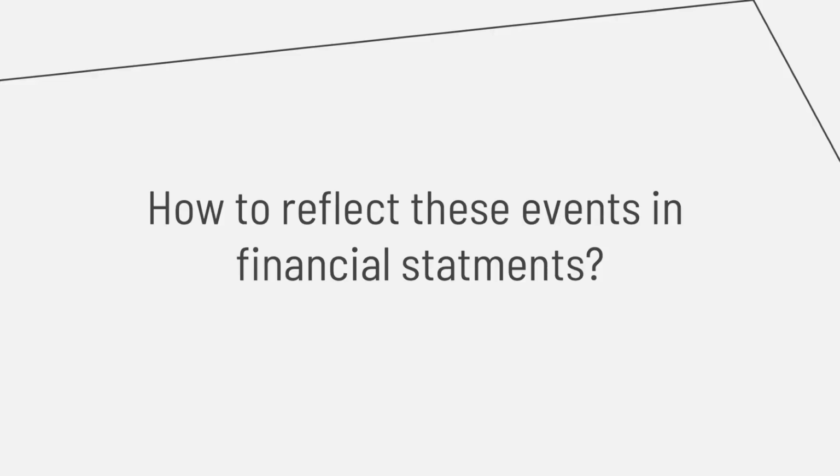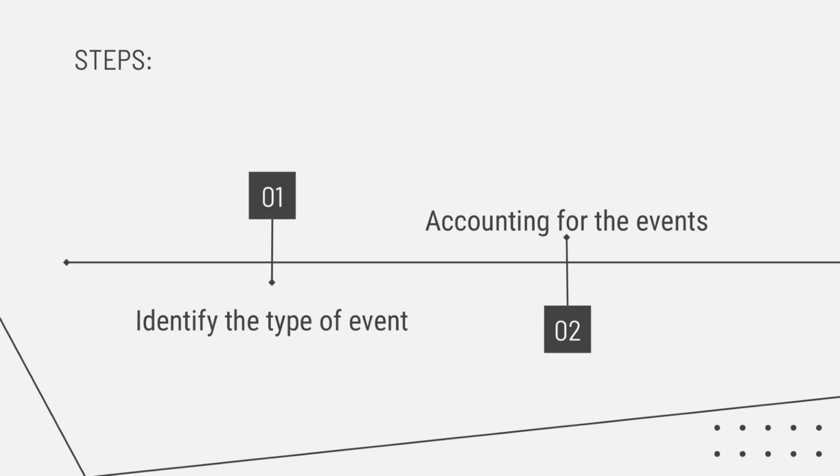How to reflect these events in financial statements. Halimbawa, si Cardo ay may-ari ng company. Hindi niya alam ang gagawin kapag may biglang nag-arise na mga events after the reporting period. There are two steps lang if ever may mga nag-arise na events after the reporting period. Una, identify muna natin kung ito ba ay adjusting events or non-adjusting events. After mo ma-identify, step 2 is the accounting for the events.